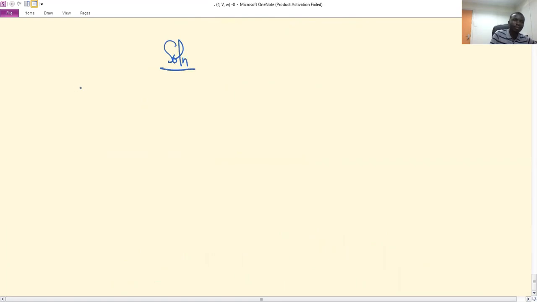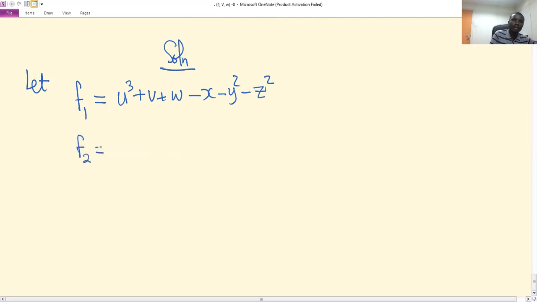So from the first one, taking all the terms to the left-hand side, f1 will be u cubed plus v plus w minus x minus y squared minus z squared. And then from the second one, take every variable on the right-hand side to the left-hand side. So we'll have f2 equals u plus v cubed plus w minus x squared minus y minus z squared.